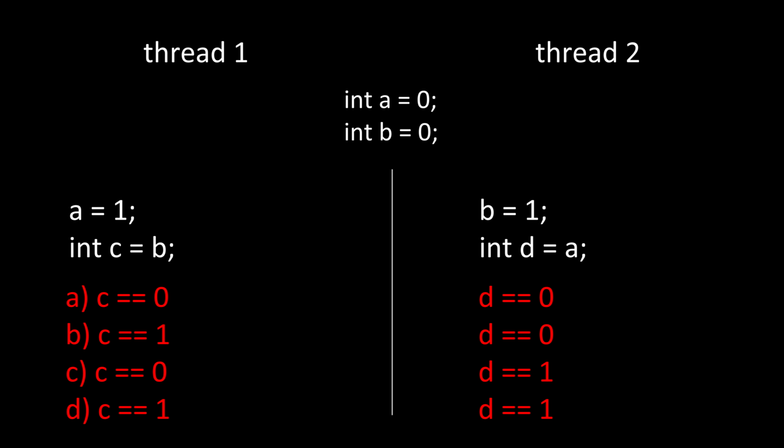In a world with no reordering, the answer would be B, C, or D. But in a real world, all of those answers are correct. How could answer A be correct? From the code, we can see that if one value is 0, the other must be 1, right? Not really. And the answer to this mystery lies in the CPU itself.